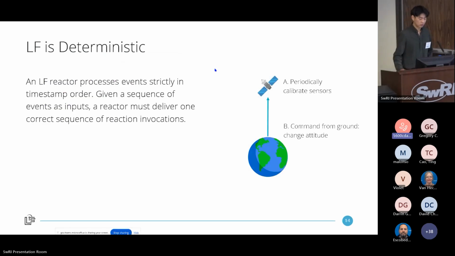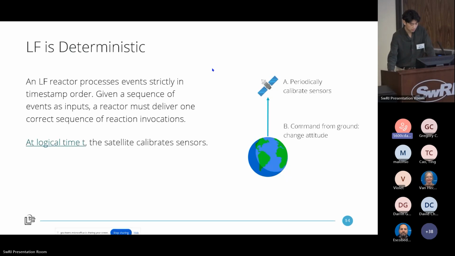So why is Lingua Franca potentially suitable for space applications? The key property here is determinism. Lingua Franca has a deterministic semantics. A Lingua Franca reactor processes events strictly in timestamp order. Given a sequence of events as inputs, a reactor must deliver one correct sequence of reaction invocations.